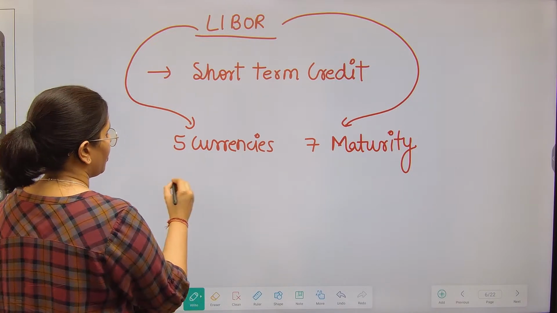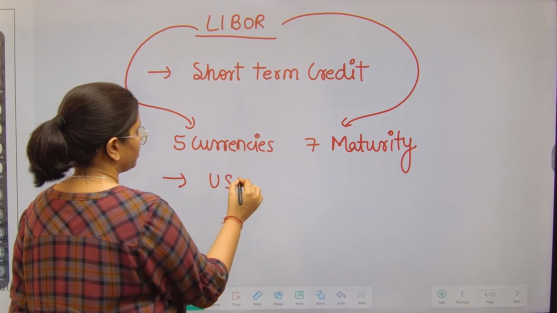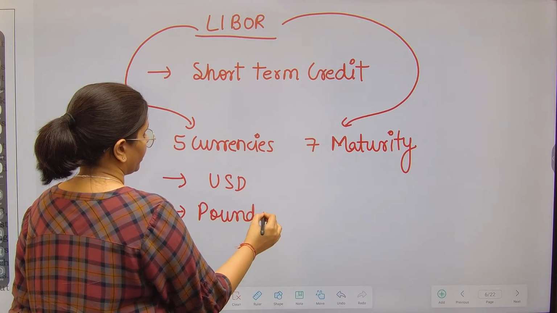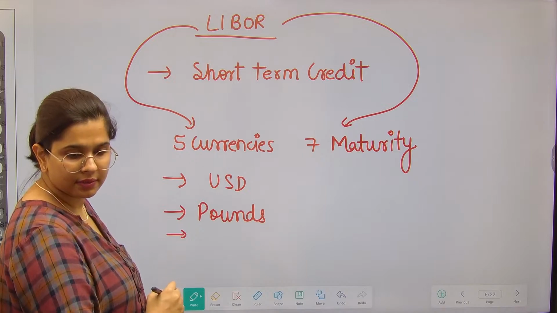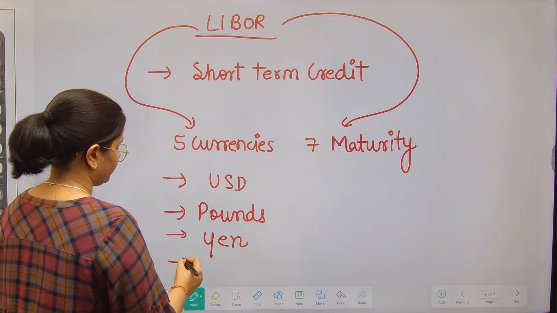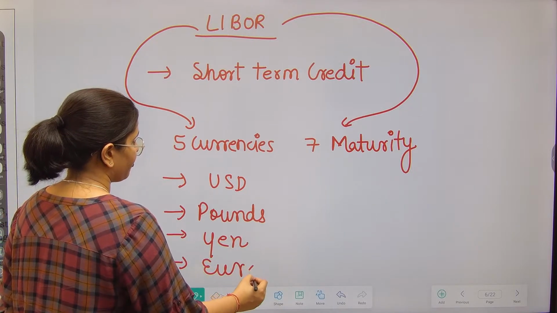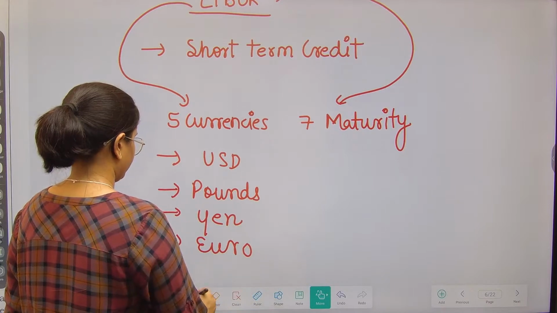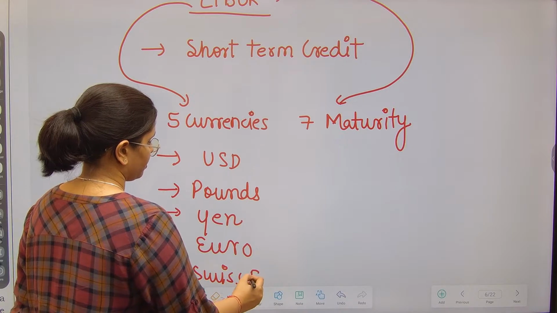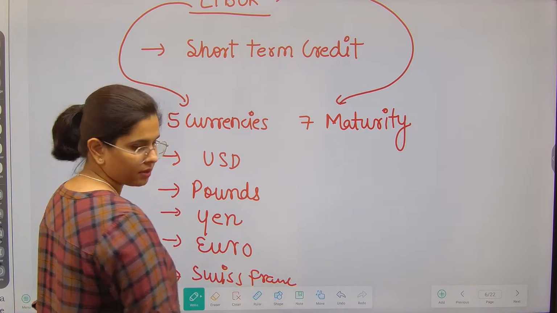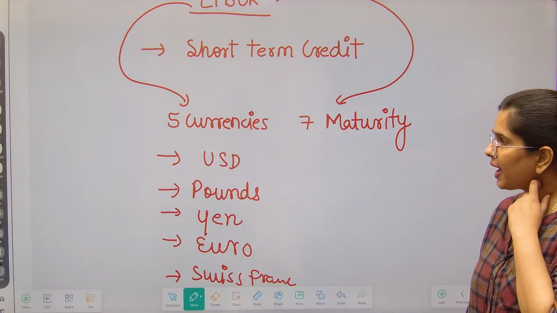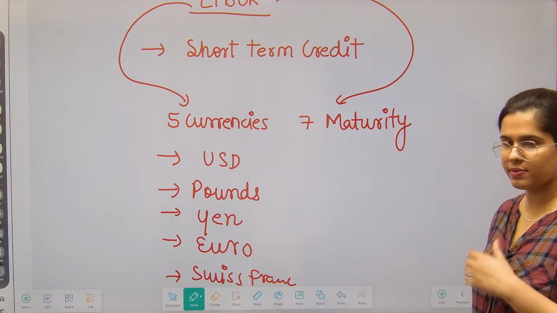Good. We have the dollar, we have pounds. What else? Yen. Good. We have the euro, and then we have the Swiss franc, right? So these are the 5 currencies that we have: USD, pounds, yen, euro, Swiss francs.